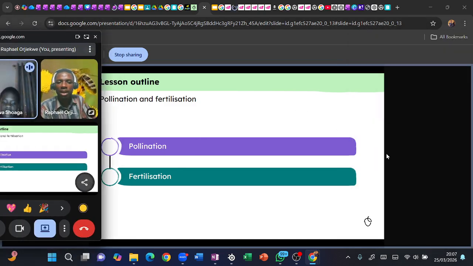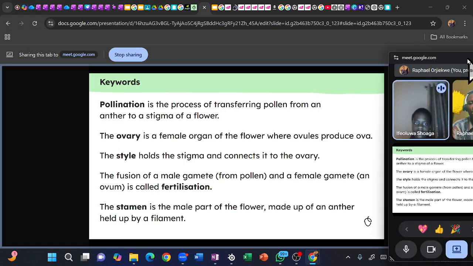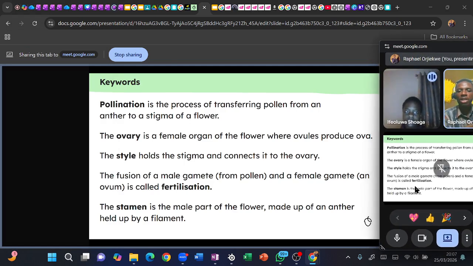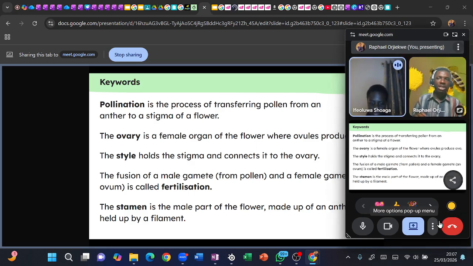So you could look at this as a summary topic, because we're not going to spend so much time. We're going to go straight into activities in a moment. So pollination is of course the transfer from anther to a stigma of a flower. The flower may be the same flower. It could be another flower on the same tree or on the same plant, and it could be another flower on another tree or on another plant. Once this transfer is made, it is known as pollination.